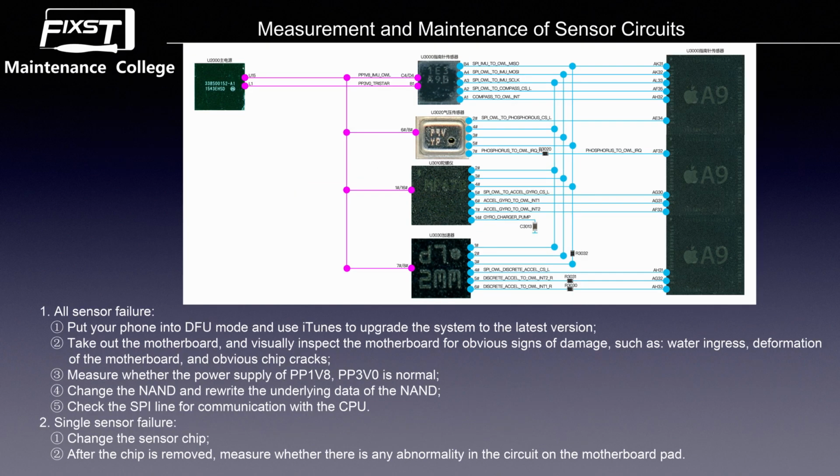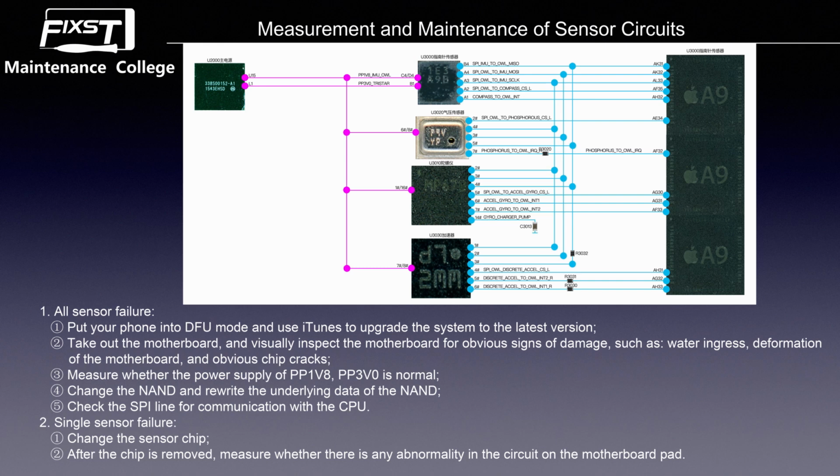Okay, now we're talking about how to test and repair the sensor problem. In our repair, the sensor problem has two kinds. One is that all the sensors have failed, and the second is that only a single sensor has some problem. And for these two kinds of problems, the repair idea is different. First, we're talking about all the sensors failing.